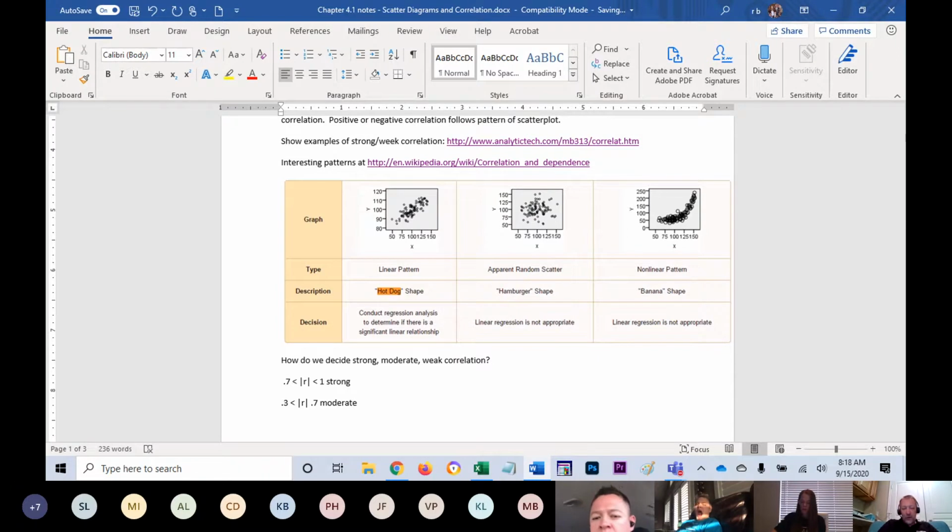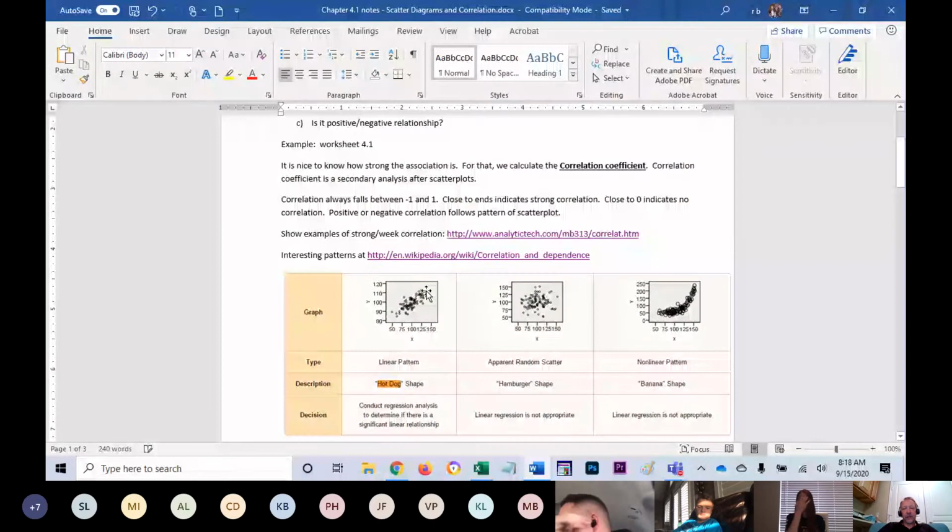And if your R is less than 0.3, we're going to call that weak. And I'm just using the absolute value there. So what is the negative R? Go ahead. What is the R value? Yeah, so that's what we call the correlation coefficient.